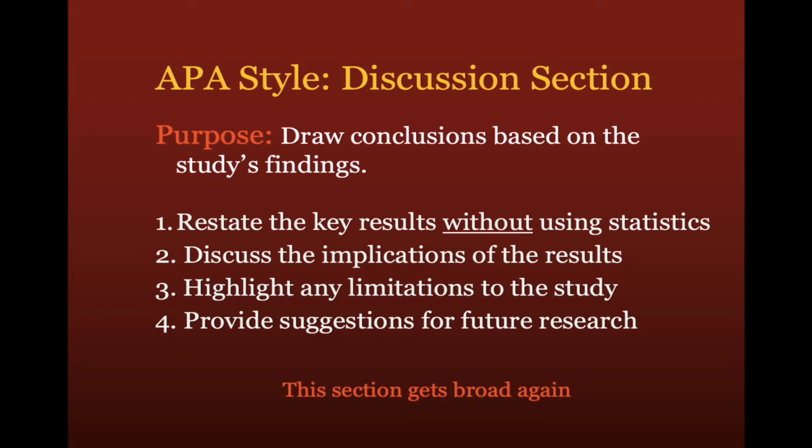And this is also a shortcut. If you don't understand the statistics, you can always skip to the discussion section and see if you can make sense of the results, because you're not going to incorporate the statistics there. So that might be one way for you to make sense of statistics that you don't fully understand in the results section. So you want to restate the results without statistics.